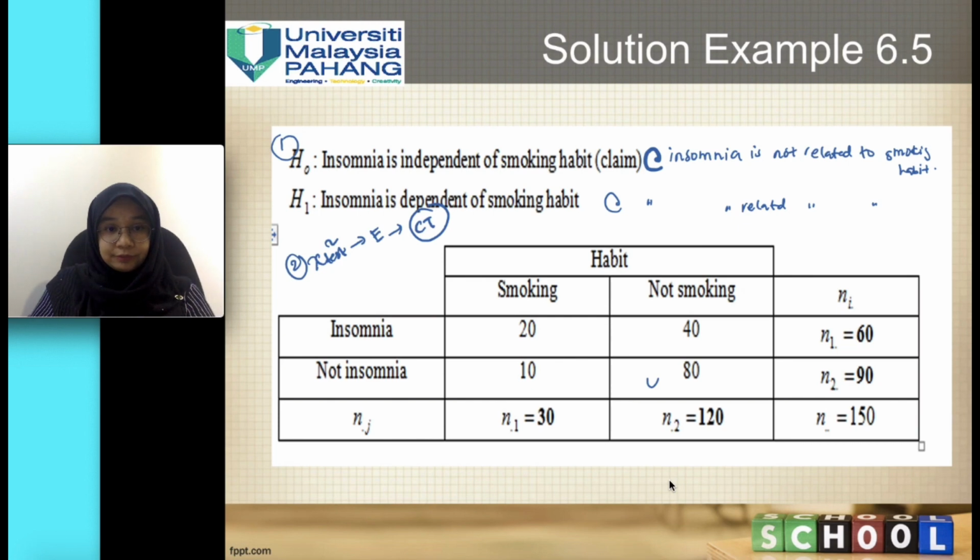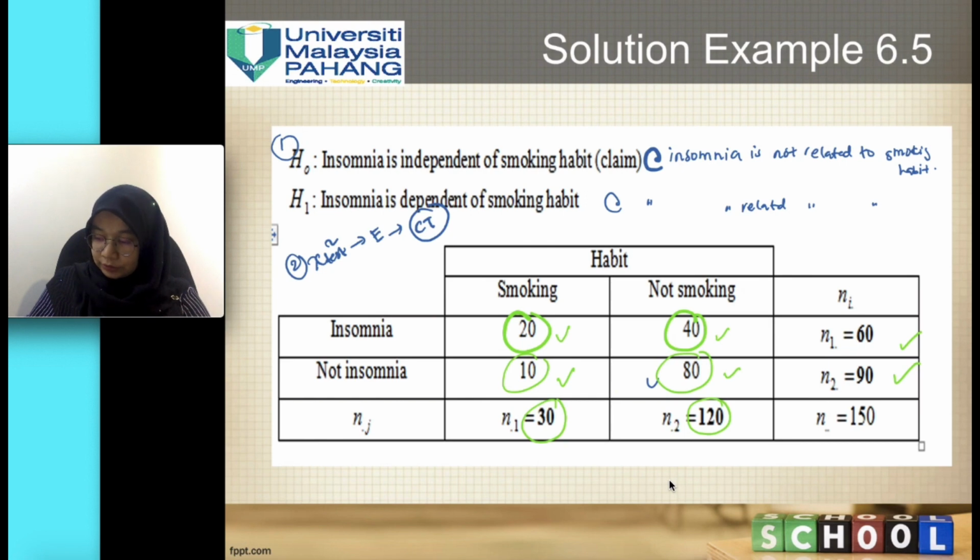First step, you need to find total row 1. 20 plus 40, you will get 60. 10 plus 80, you will get 90. Total row 1, total row 2. Then, total column 1, 20 plus 10, you will get 30. Total column 1. Total column 2, 40 plus 80, you will get 120.